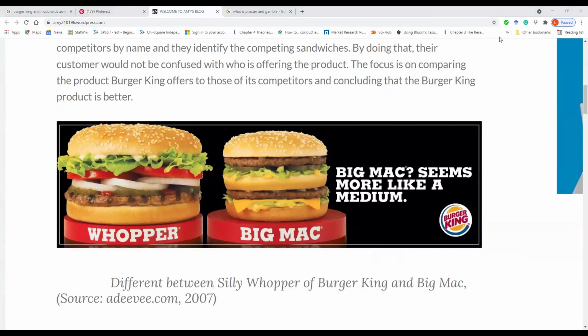What does this one say? Big Mac seems more like a medium. This is another one, isn't it? Another guerrilla attack. So again, what are they saying? Again, what are they saying? The Whopper is bigger than the Big Mac. It's bigger than a Big Mac and it's better. Right? So Richard, this is a typical guerrilla attack and it's perfectly legal, as long as you do not make it so obvious. But technically, anyone who hears Big Mac knows who the Big Mac belongs to, isn't it?